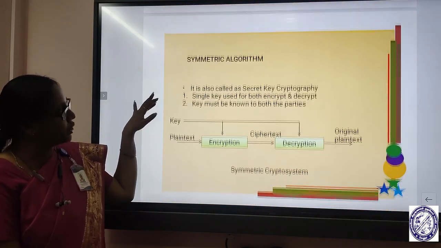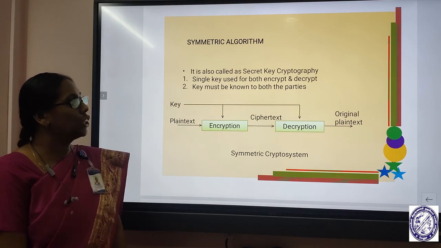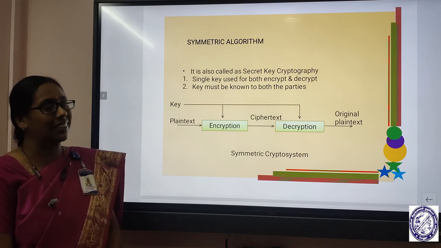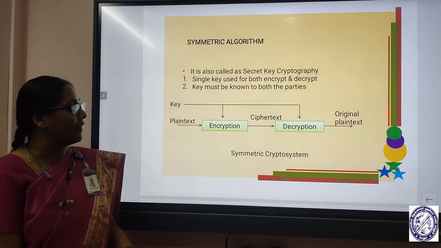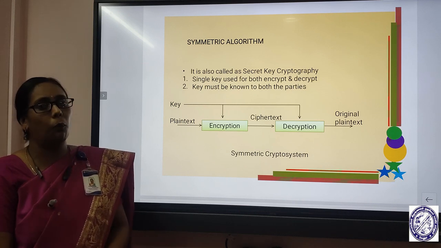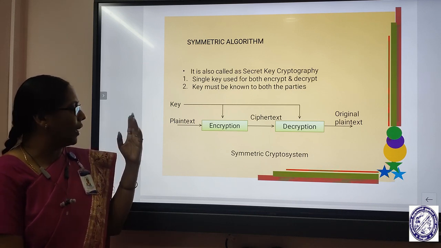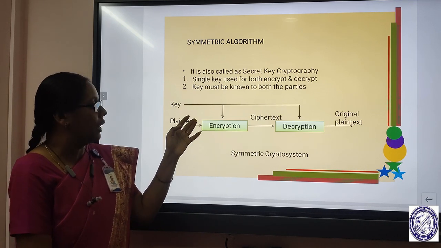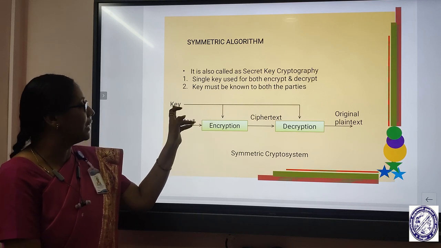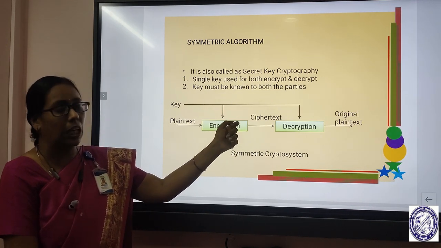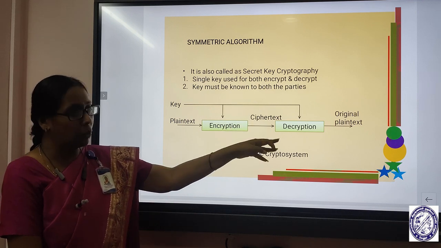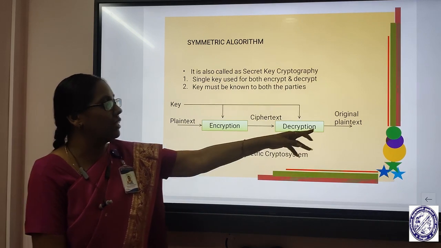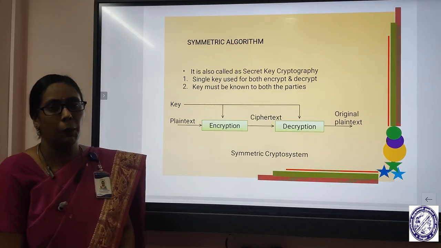Here we will see about symmetric algorithm. It is also called as secret key cryptography. Here we use a single key for both encryption and decryption. The key must be known to both parties, one is a sender and another one is a receiver. Here, plain text is given to the encryption algorithm with the key, and then it will generate a ciphertext, and after that the receiver will give it to the decryption algorithm. After decryption, we get the original text, that is the plain text, back.